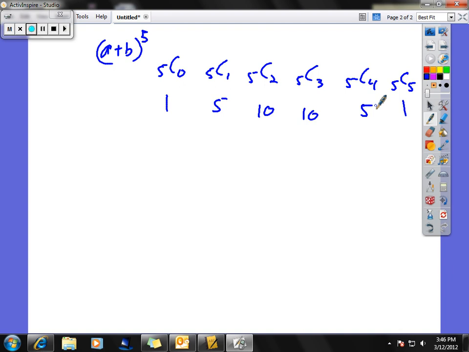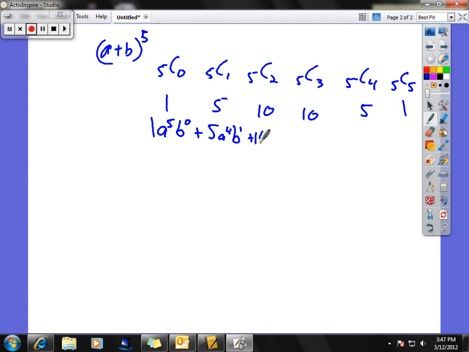And to know what to do with the a's and b's, all you have to do is the a is going to start at n, or 5 in this case. So this is going to be 1, a to the 5th, b to the 0. So the a starts at the top and counts down. The b starts at 0 and counts up. So this is going to be plus 5, a to the 4th, b to the 1. You don't have to put the 1 there. Just to show the pattern here.